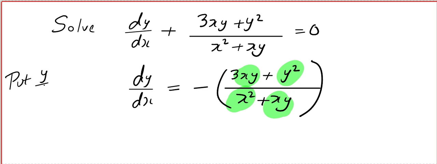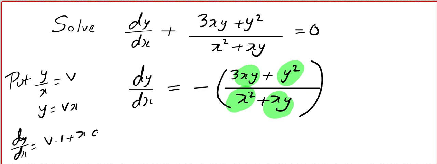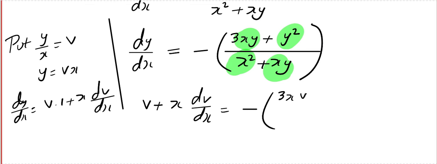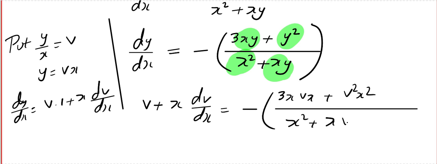Put y by x equal to v, that is y is equal to vx, that is dy by dx gives you v into 1 plus x into dv by dx. We can plug in all those things. V plus x dv by dx is equal to minus 3x vx plus v square x square, the whole divided by x square plus x into vx.